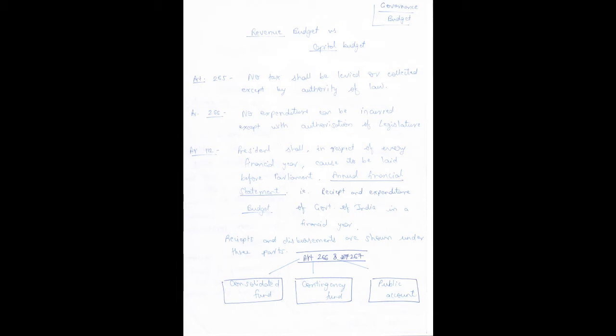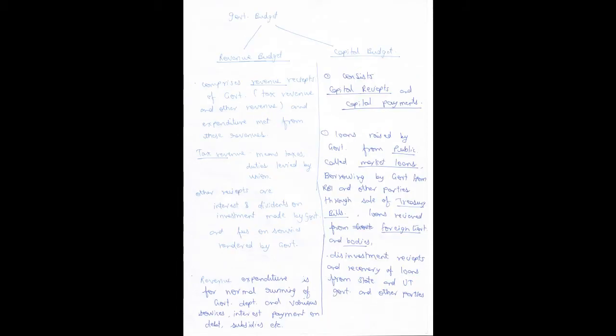These three parts are the Consolidated Fund, Contingency Fund, and Public Accounts Fund, as specified in Articles 266 and 267. We can broadly divide government budgets into two parts: revenue budget and capital budget. Revenue budget comprises revenue receipts of the government. What are the various forms of revenue to the government? Tax revenues and other revenues, and expenditure made from these revenues.